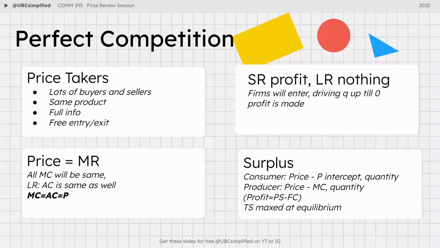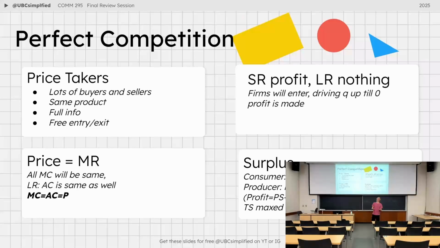And so in the short run, there's a chance they could be making profit, but then firms are going to enter this market because they can, and then it's going to drive up quantity, which will make sure that everyone's getting zero profit. And then there's consumer surplus and producer surplus.